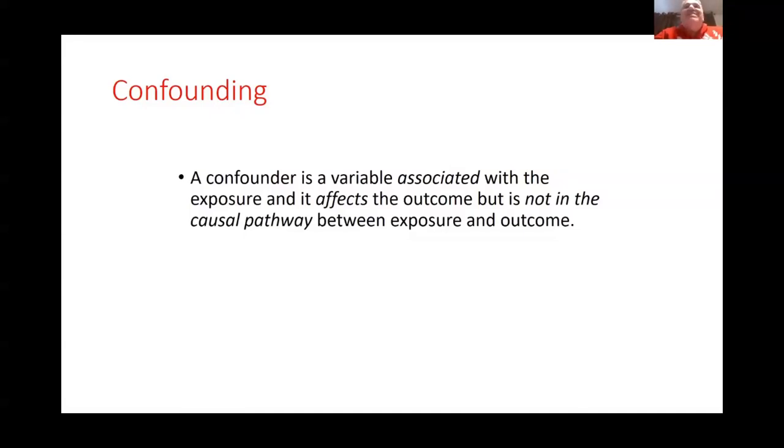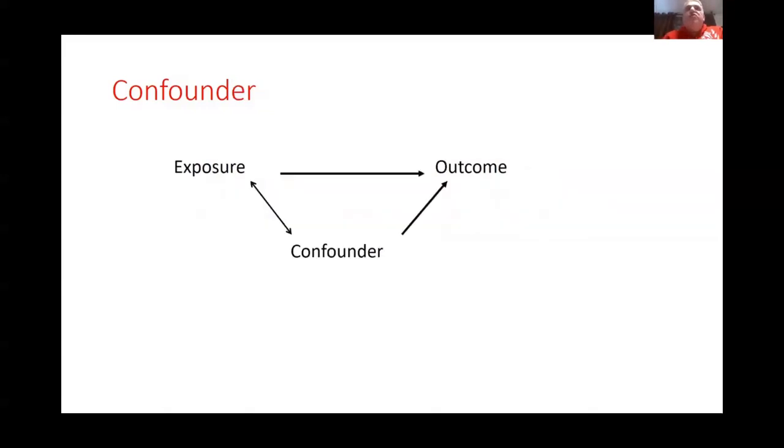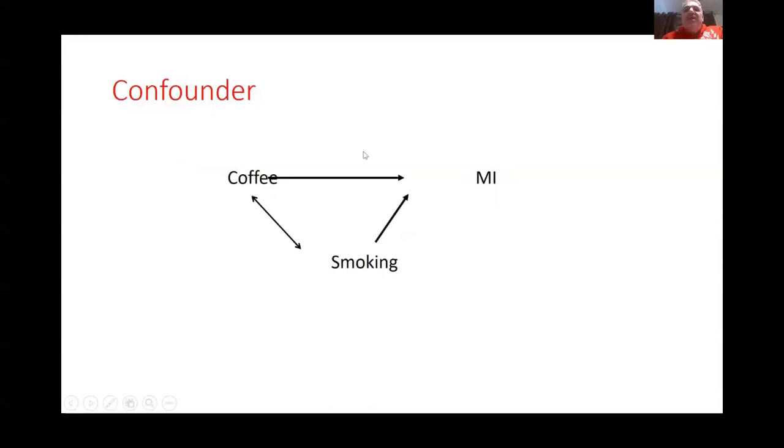A confounder is a variable associated with the exposure and it affects the outcome, but it's not in the causal pathway between exposure and outcome. This is very important. It's associated with the exposure and affects the outcome, but it must not be in the causal pathway between exposure and outcome.